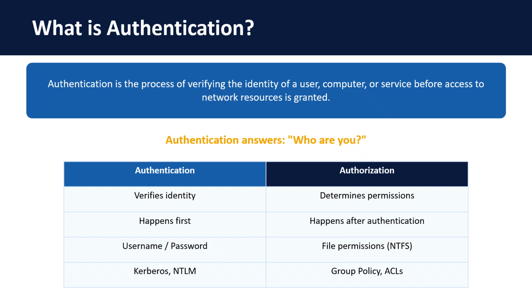Authentication uses usernames and passwords, Kerberos, and anti-LM. Authorization uses file permissions, NTFS, group policy, and ACLs. The key difference is that authentication proves who you are while authorization decides what you can do. Both are essential for security.